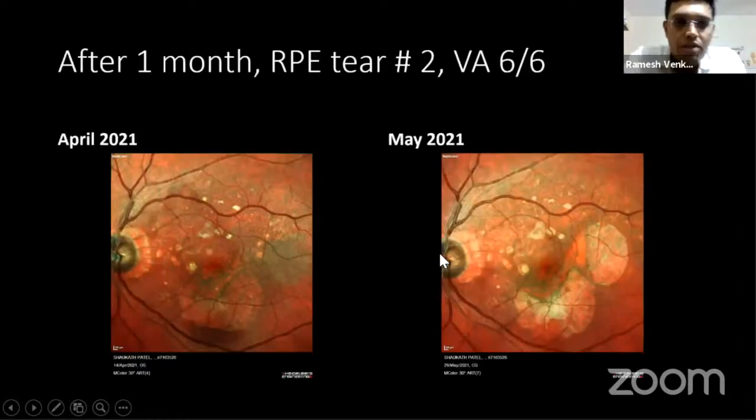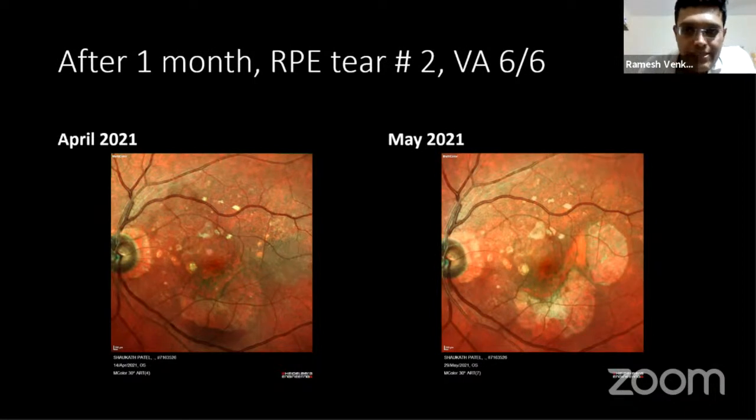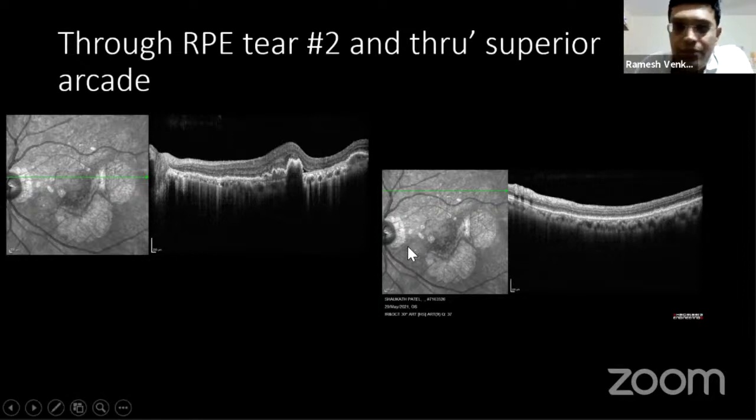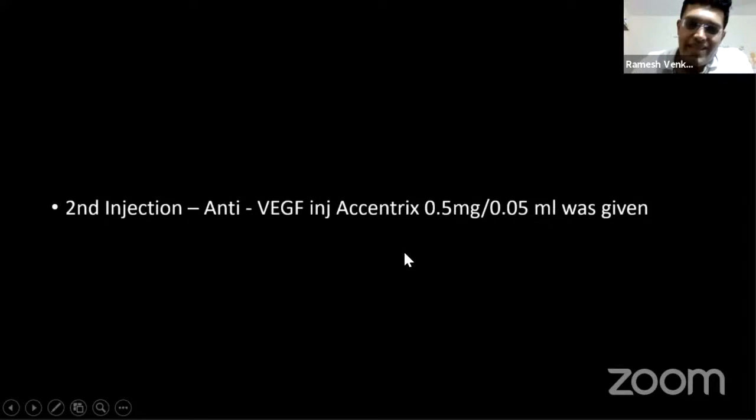And this is what we saw on the OCT, on the multicolor image after 1 month, where the visual acuity was still 6/6, but the patient had developed an additional RPE tear temporally where the PED was present. This is the April 2021 image on the left side and the May 2021 image on the right side. The scans on the left are passing through the second RPE tear. The scan on the right side is passing through the superior arcade, but there is no PED present here. So we decided that we'd go ahead with the second injection of anti-VEGF, that was again Accentrix.